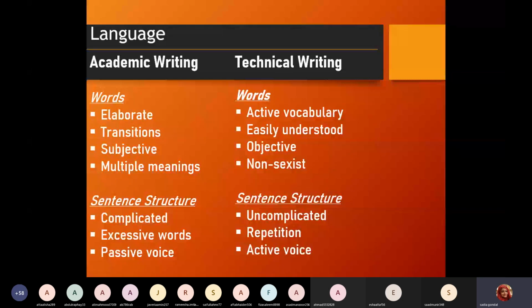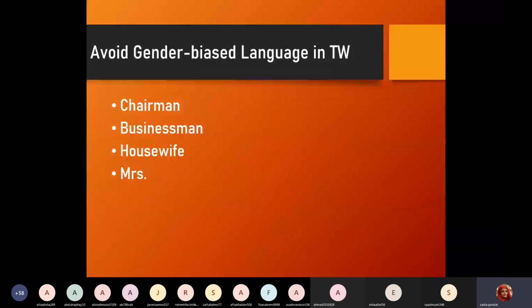Now, I just talked about non-sexist language in technical writing. Let's have an example of that. Non-sexist language means non-gender-biased language in technical writing. Most of you would be using these words in your conversation or in your technical writing: for example, chairman, businessman, housewife, and when you are addressing a married female, you would say Mrs. Now, when you are documenting a notification or designing an email and you're using a lot of he and she, it makes you a conservative person. People feel that you are biased towards one gender.